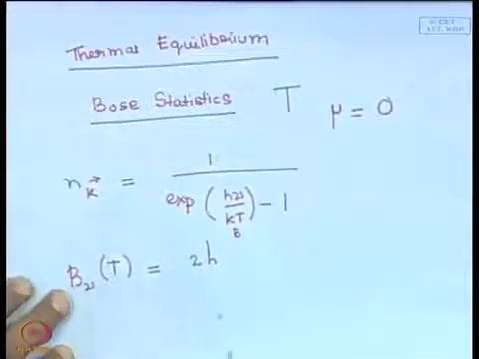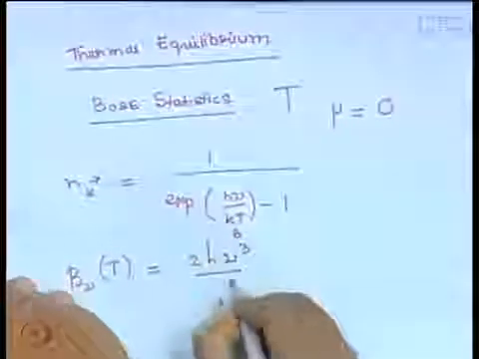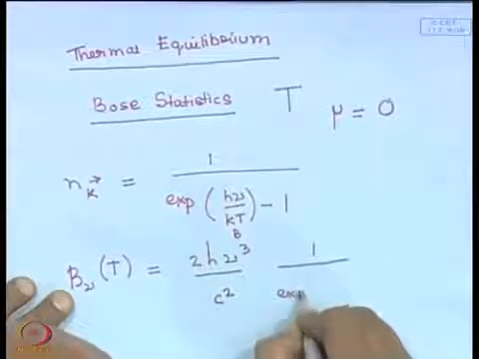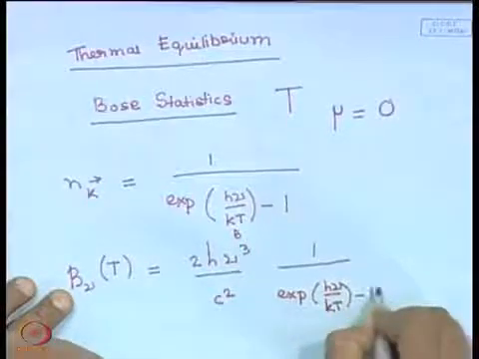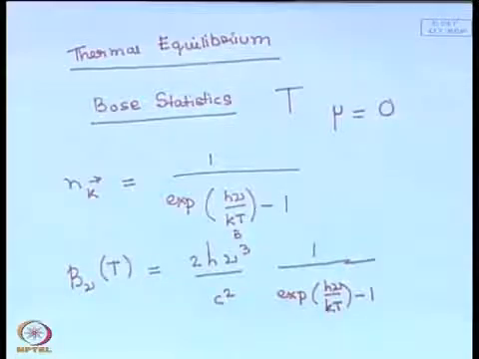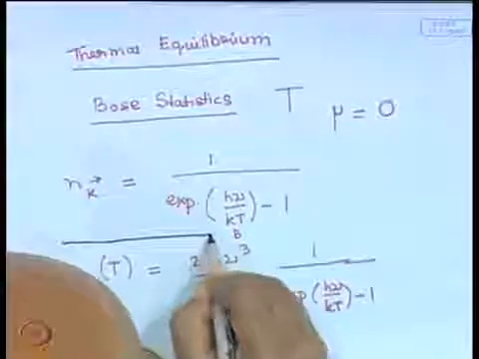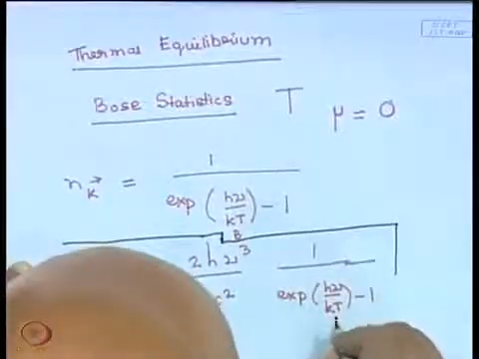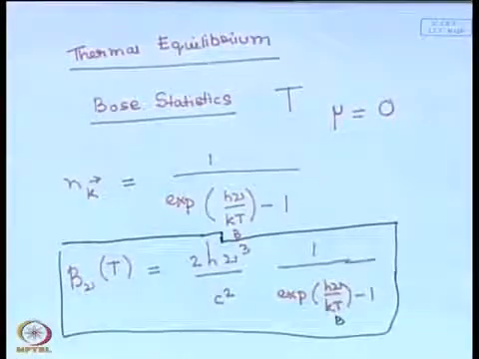So, the Planck function is 2 h nu cube by c square, and here we have 1 by exponential h nu by kT minus 1. Okay, so that is the Planck function, that is the specific intensity of black body radiation.